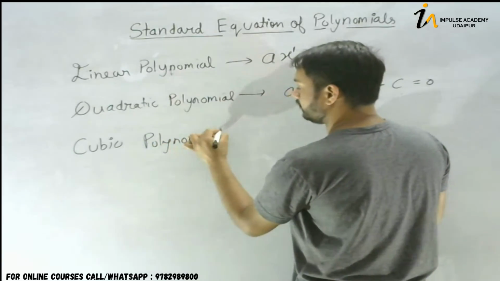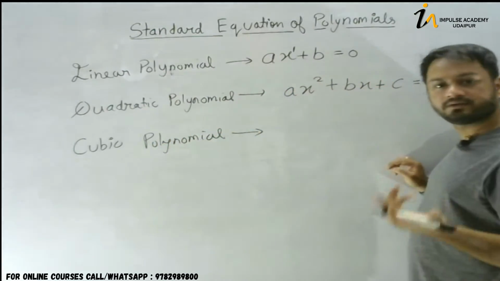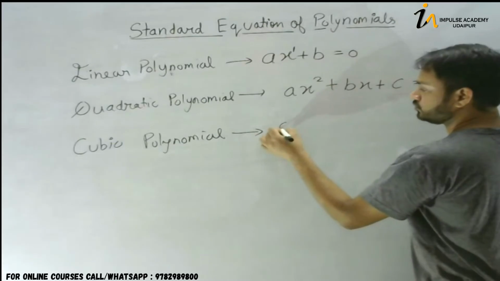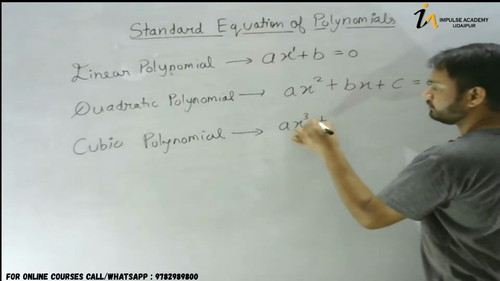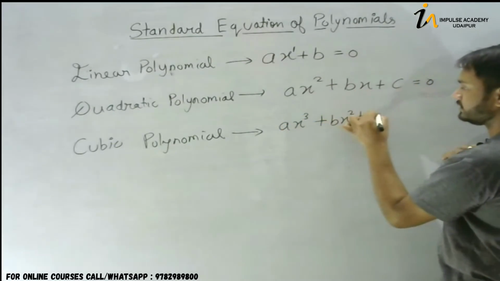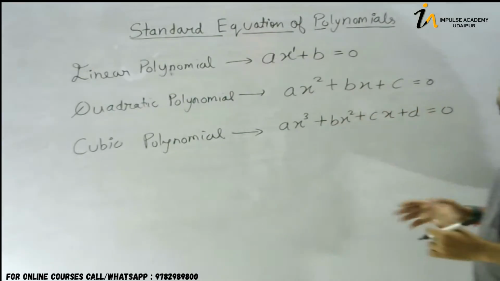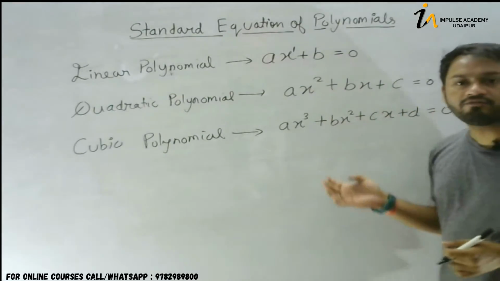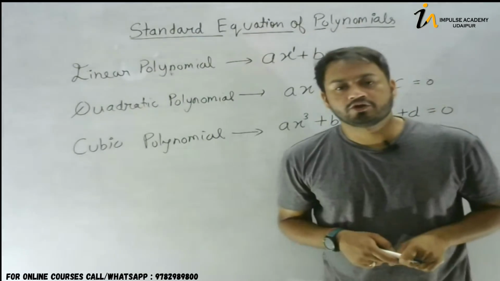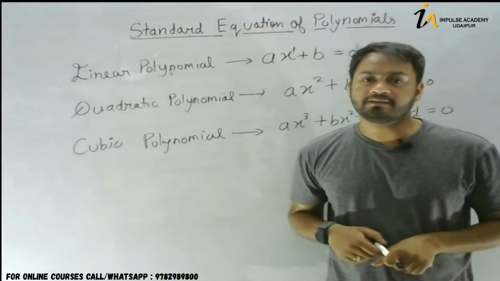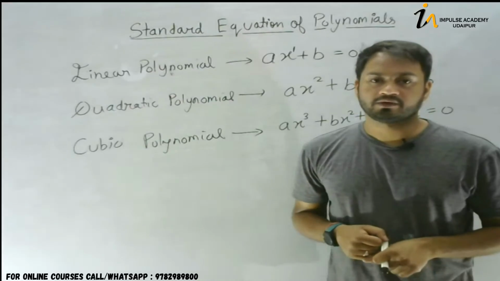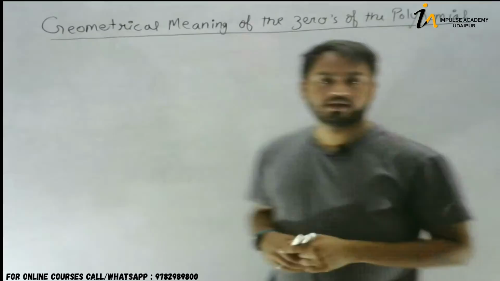In the cubic polynomial, the degree will be, of course, 3. So ax cube plus bx square plus cx plus d is equal to 0. These are the standard equations of polynomials, that is linear, quadratic and cubic. Okay, so let's go to the next topic.